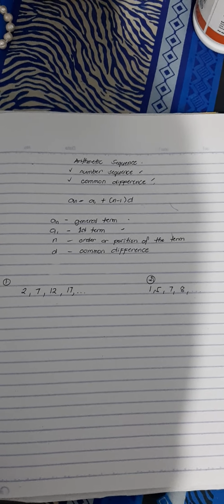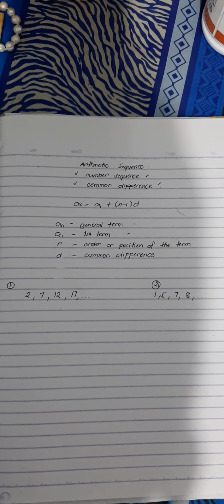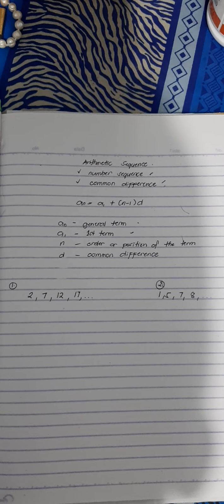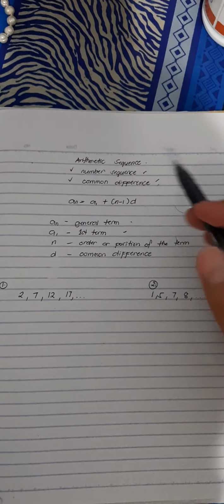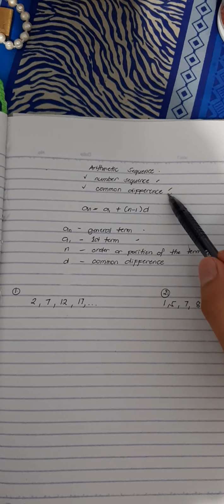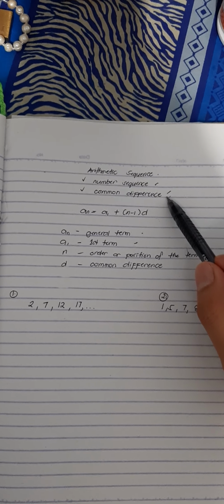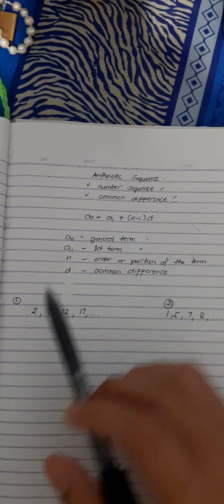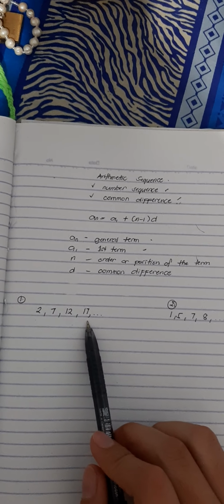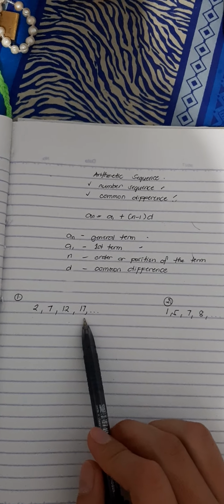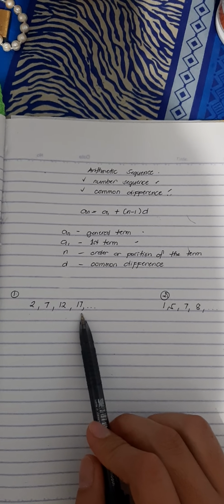So how are you going to identify or determine whether the given sequence is arithmetic or not? We can determine if it is arithmetic or not depending on its common difference. If the sequence has the common difference from the very first term until the last term given, it follows that the sequence given is arithmetic.